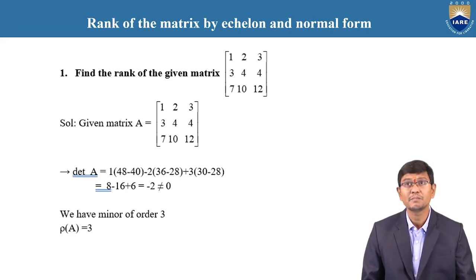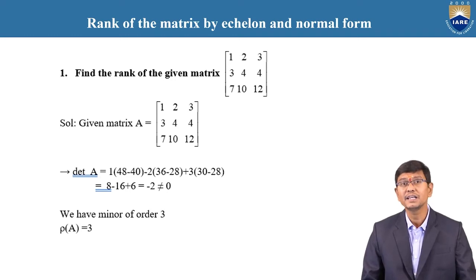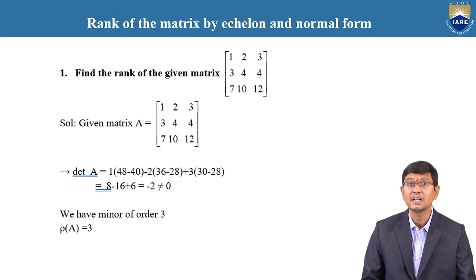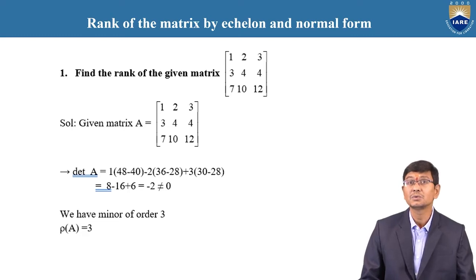Find the rank of the given matrix. For example, the first row is 1, 2, 3, the second row is 3, 4, 4, and the third row is 7, 10, 12. Assume that A is this matrix, 1, 2, 3; 3, 4, 4; 7, 10, 12. First of all, we need to find the determinant of the given matrix.